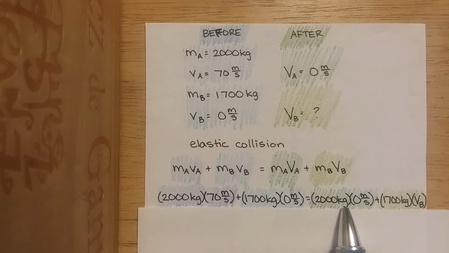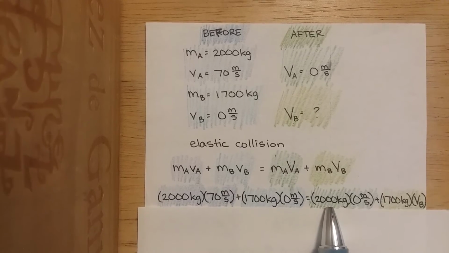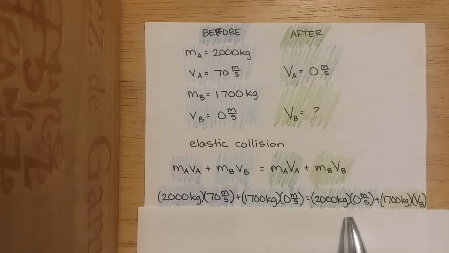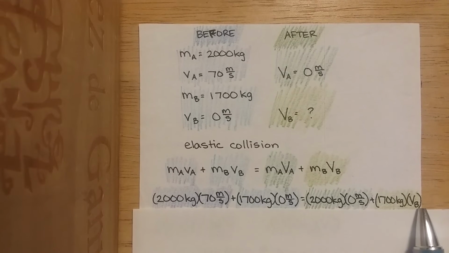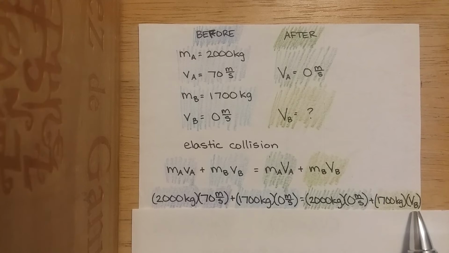And then we go to after, and we've got 2,000 times 0, the mass of car A, which stayed the same, and then it's at rest, and then we've got 1,700 times capital VB for car B after the collision.